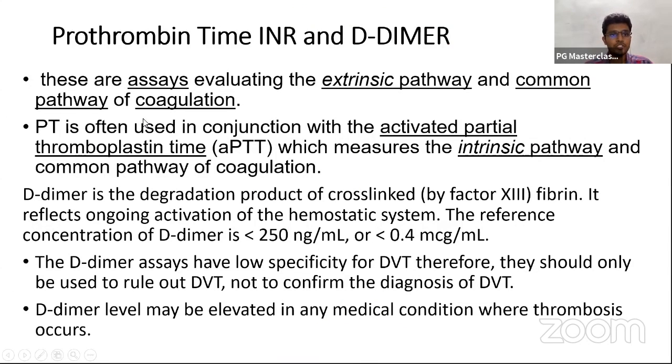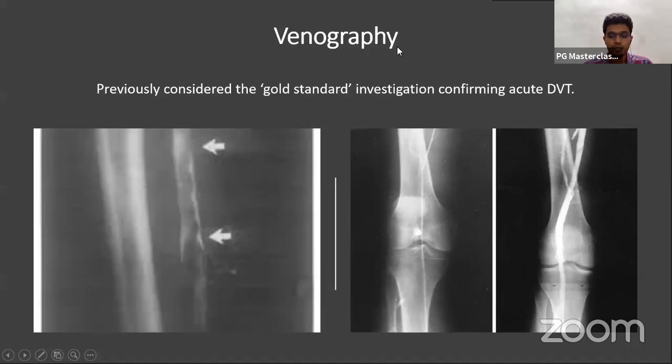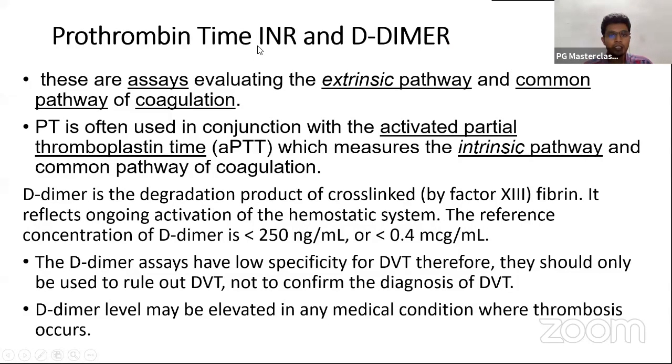Sir, coming to lab investigations, when a patient presents in the emergency department or the outpatient department, prothrombin time, INR, and D-dimers are done. Prothrombin time and international normalized ratio are assays evaluating the extrinsic pathway and common pathway of coagulation. Prothrombin time is often used with activated partial thromboplastin time, which measures the intrinsic and common pathways of coagulation. D-dimer is the degradation product of cross-linked fibrin by factor 13. It reflects ongoing activation of the hemostatic system.